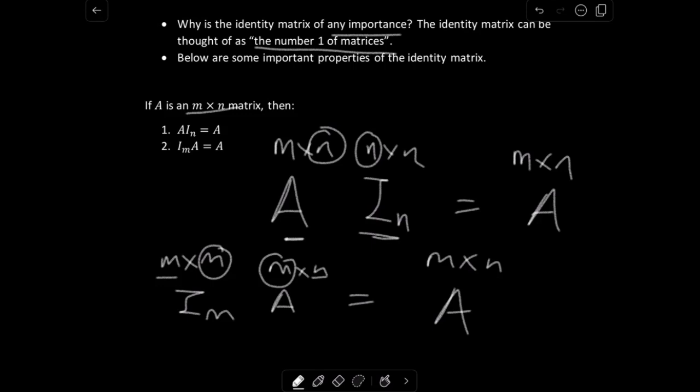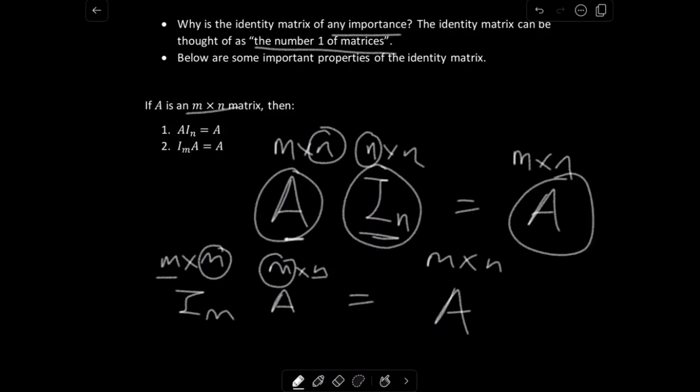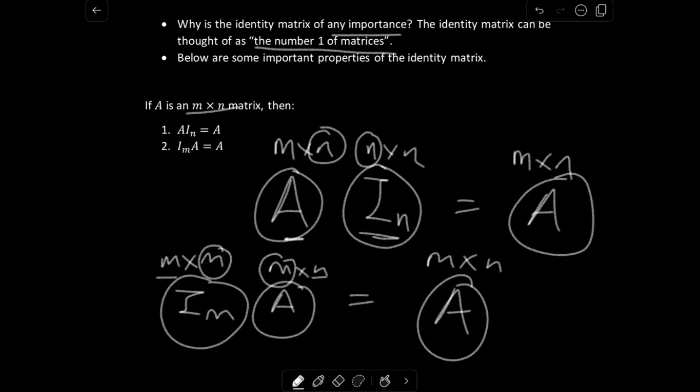So that's why it's like the number 1 of matrices, because if you take a matrix and multiply it by the identity matrix, you're going to get that matrix back. The same thing works if you have the identity matrix first and multiply it by any matrix A, you're still going to get that general matrix A back. So that's why I hope you can see it's like the number 1 of matrices.